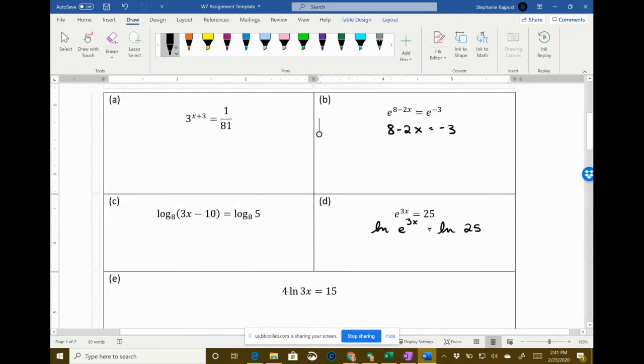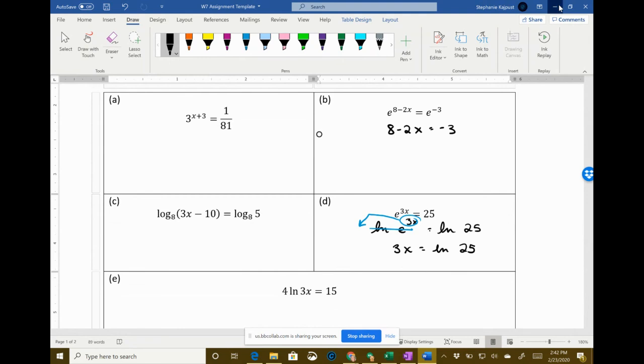Because the natural log and the e cancel out, we use that rule where your exponent goes in front. So you're just left with 3x equals the natural log of 25. You're never going to take a natural log with a variable in it on your calculator. You're going to use rules so that whatever you're taking the natural log of is just a number, and it cancels things out so you don't have a variable there anymore. So the natural log of e is just 1.